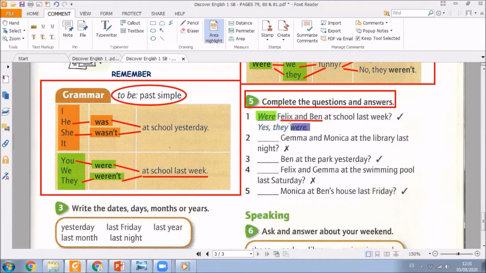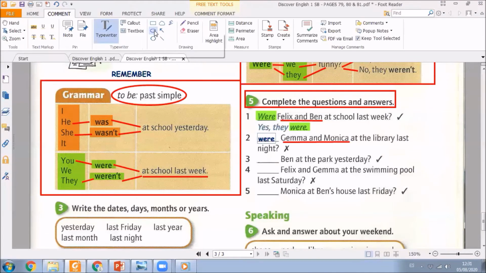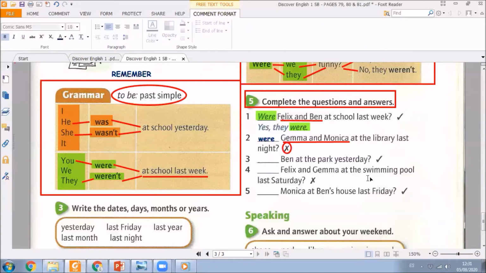We use exactly the same verb to answer the question, all right? So let's do number two, come on. We need the verb here to talk about Gemma and Monica. So the verb we are going to use here is, very good, were, exactly. Were Gemma and Monica at the library last night? And can you see the cross over here? This cross, all right. So the answer must be negative. So we have to write, no, they, because we are talking about Gemma and Monica, no, they weren't.